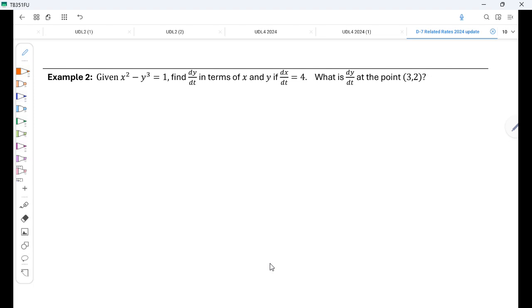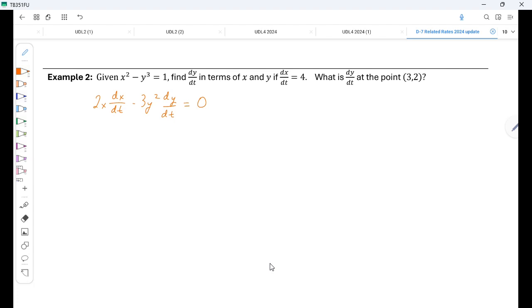So a little bit of a simpler example. Given x squared minus y cubed equals 1, find dy dt in terms of x and y if dx dt equals 4. So this one's given us a little bit more direction. Our goal is to find dy dt, so we will solve for dy dt when we're done. So same deal. 2x, we're taking with respect to t, so we've got to chain rule that with dx dt. Minus 3y squared dy dt equals 0.